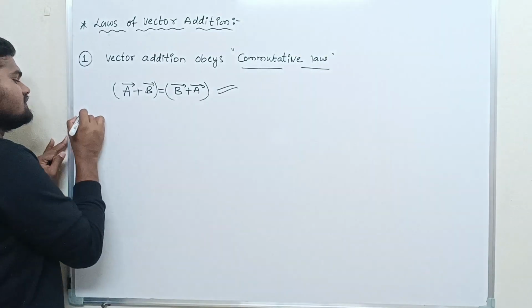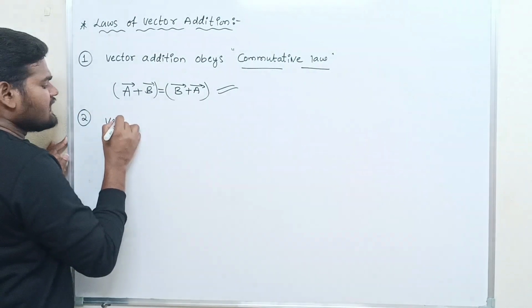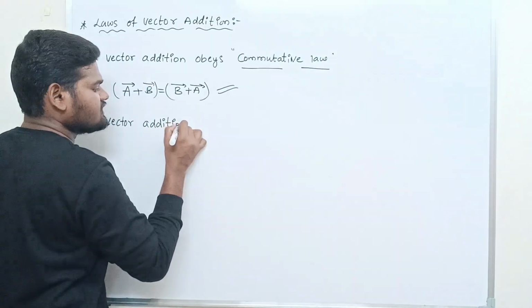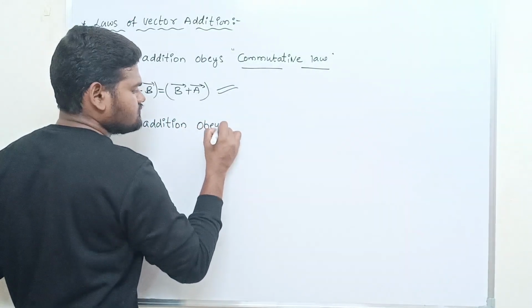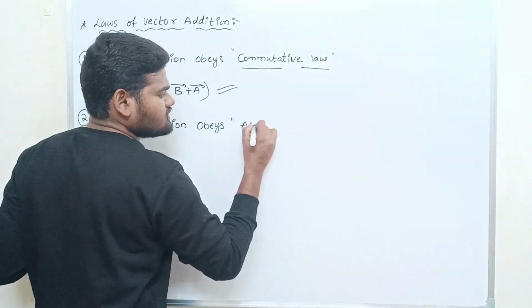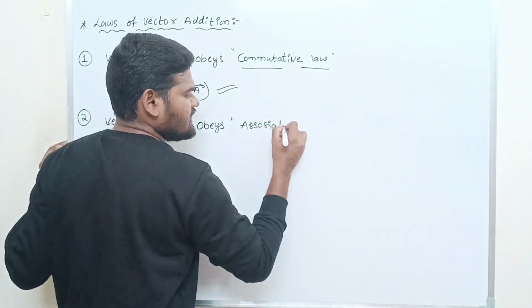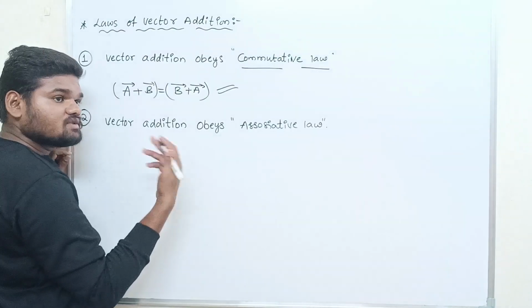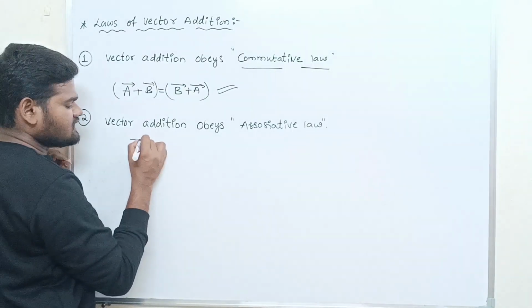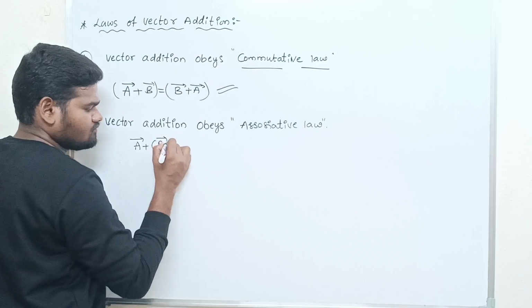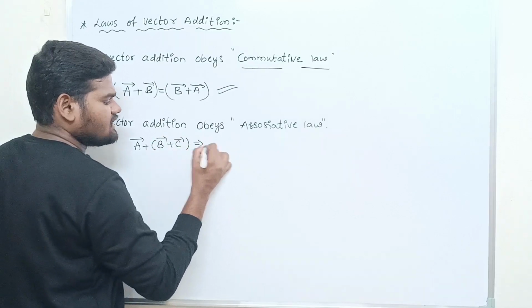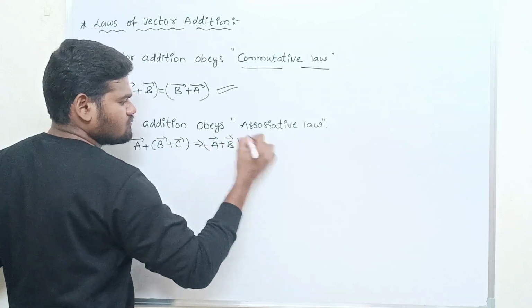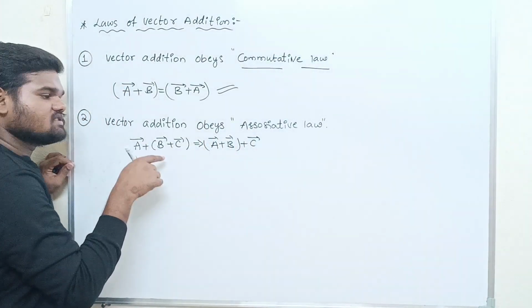Second, vector addition obeys the associative law. Associative law means if you add the vectors like this, then you will get the same answer. So both are the same. This is called the associative law.